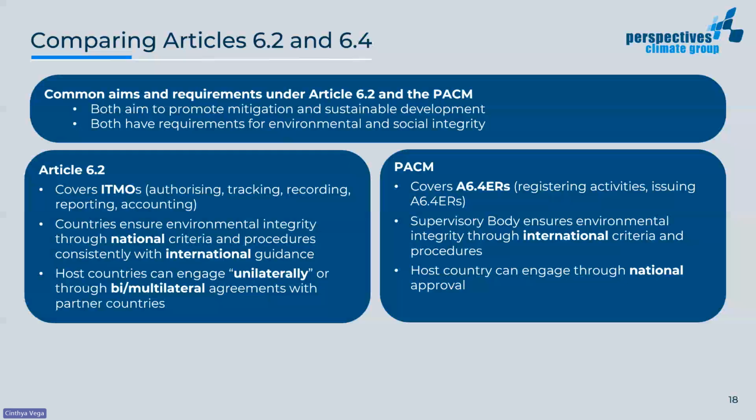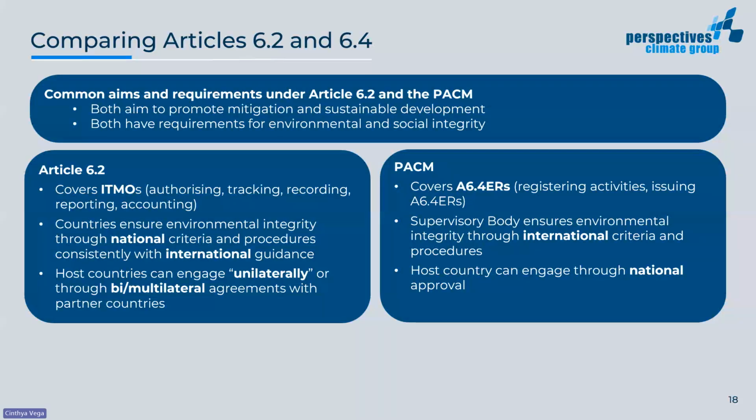Under Article 6.2, there are rules that provide guidance for countries to operationalize these requirements, but it's mainly countries who ensure environmental integrity through the national criteria. And these countries are responsible for aligning with international guidance. In the PACM, the supervisory body is the one who ensures environmental integrity through the international criteria and procedures that it sets. So if we put it like this, Article 6.2 leaves details to participating countries, so they are in charge of setting their own national criteria, whereas in Article 6.4, the PACM provides detailed international requirements for project developers to develop activities, to seek registration, to seek issuance of credits, etc.